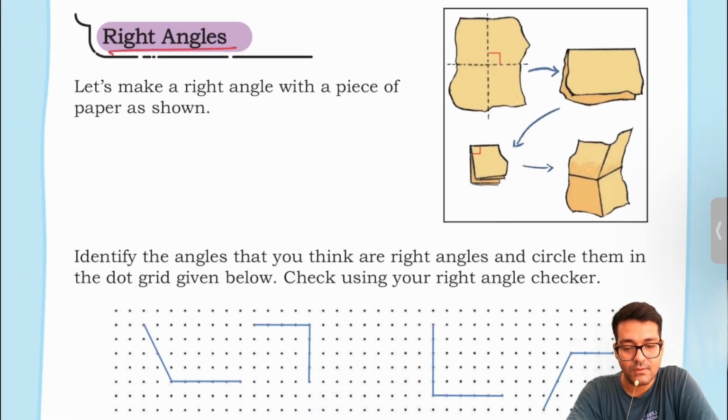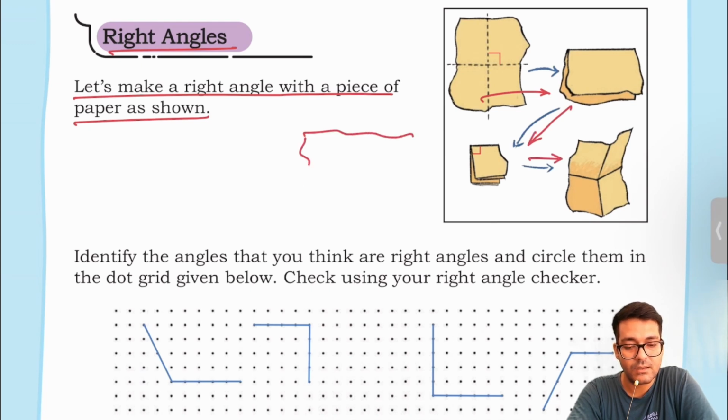Right angles. Let's make right angles with a piece of paper as shown. You have to hold the piece of paper like this, and then unfold it. You will get this type of crease. The two creases meet at the center, forming 4 right angles like this.